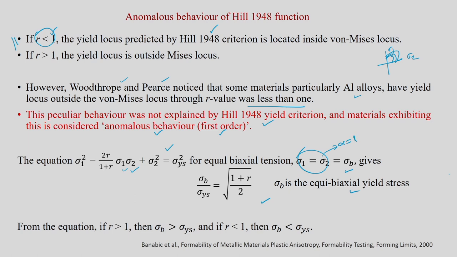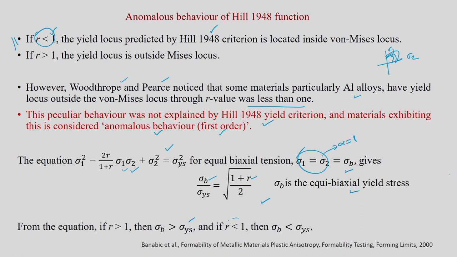Okay, alpha is equal to 1, no? Then there will be one yield strength, that is sigma b. If you put this condition in the previous equation, you will get sigma b by sigma ys equal to square root of (1 plus r) by 2. So, in this equation, if r is greater than 1, then sigma b would be greater than yield strength. If r is less than 1, let us say 0.5, then 1.5 divided by 2, square root, then sigma b would be less than sigma ys.